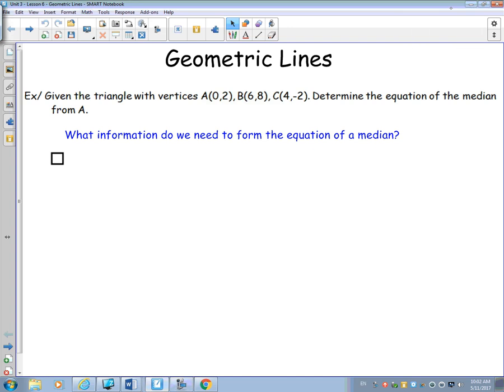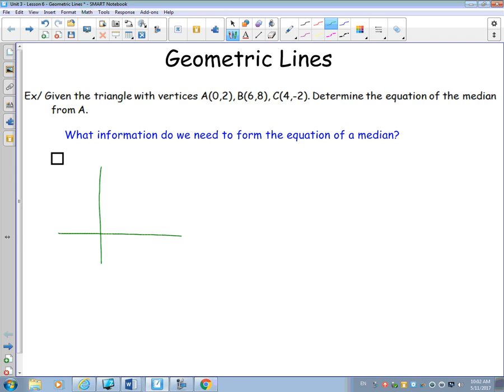In this lesson, we're going to examine some lines that appear in geometry. Call them geometric lines. There are three types. One of them we've already done, median, so we'll quickly review that. So look at the first example here. Given a triangle with vertices A, B, and C, determine the equation of the median from A.